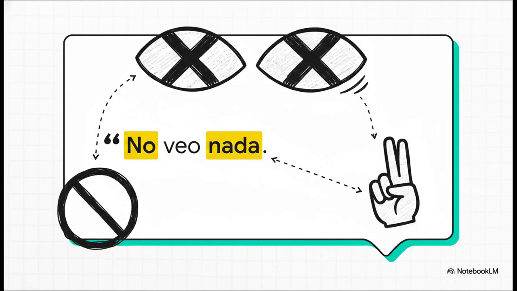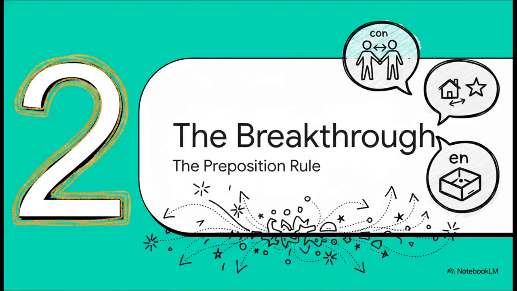So, here's a perfect classic example. No veo nada. If you translate that word for word, it's I don't see nothing. Yeah, I know, in English that sounds totally broken, but in Spanish, it's perfect. You've got the no before the verb and the nada after. Two negatives equals one perfectly correct sentence. All right, so we've got that foundation down.